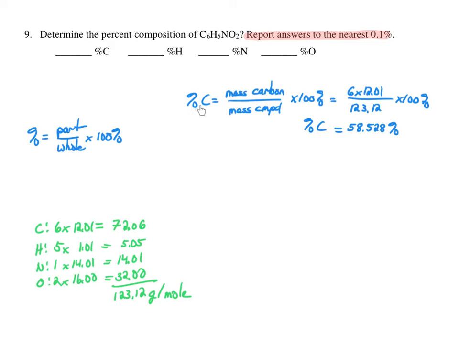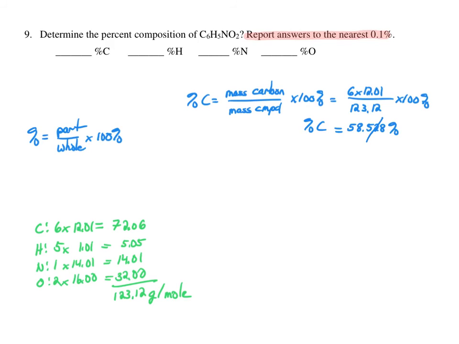So, for example, the percent carbon is going to be the mass of carbon in 1 mole divided by the mass of an entire mole times 100%. So there's 6 carbon atoms. 6 times 12.01 divided by the formula weight multiplied by 100% is going to give us our mass percent carbon.